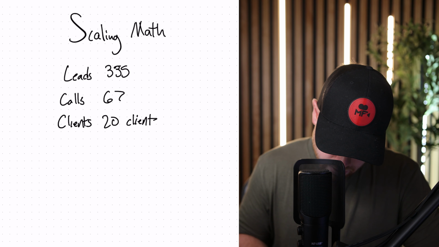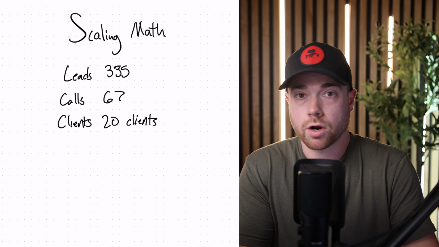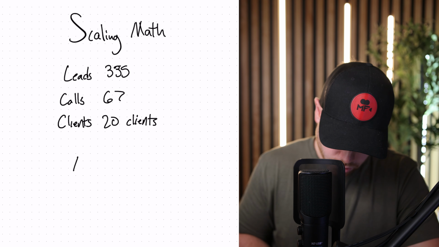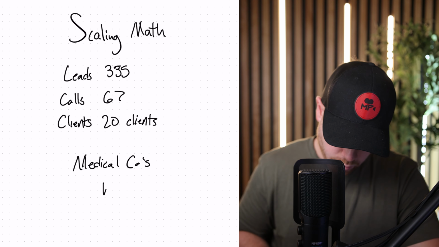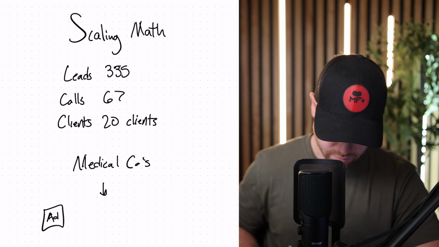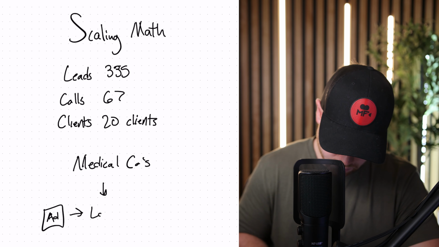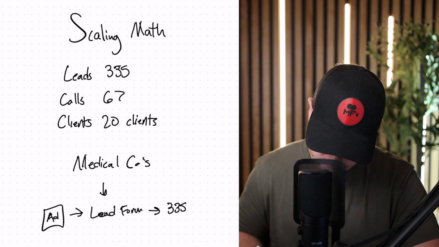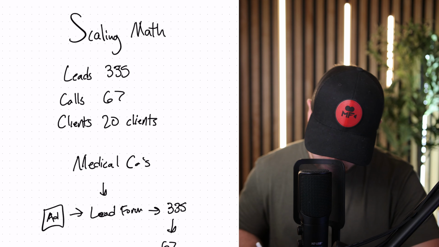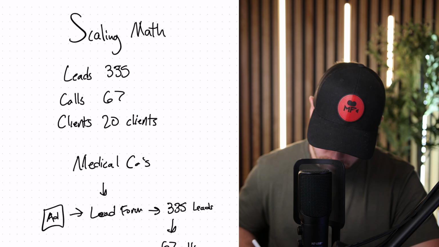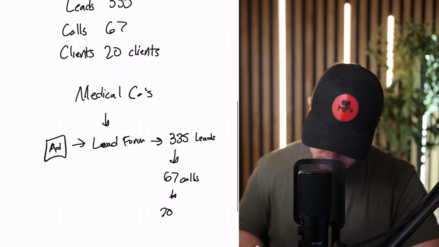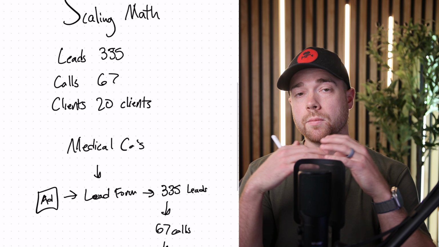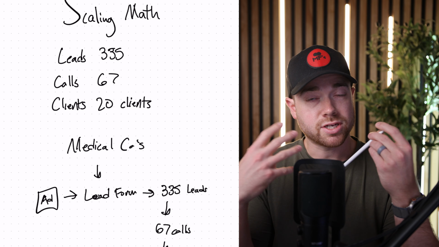The easiest way to get more calls is to run ads. Let's say in this scenario, you need 335 leads. Let's say you're targeting medical companies, right? Then we would run an ad right here, very simple, to some sort of lead form, excuse my horrible handwriting. And then that would turn into 335 leads, which would then filter down to 67 calls, and then would filter down to 20 clients. There we go. Perfect. 20 clients. Don't overcomplicate it, guys. Don't make it more than it needs to be. It just comes down to math.